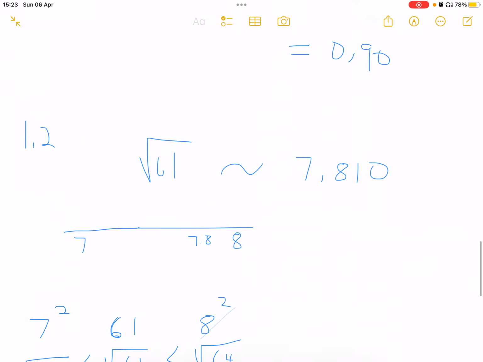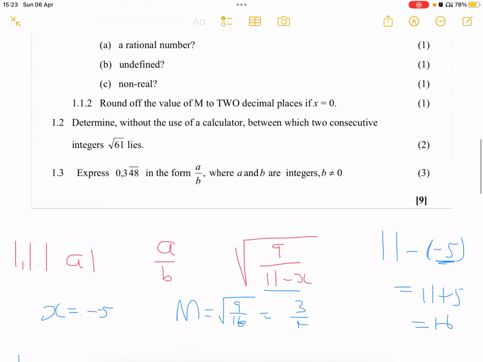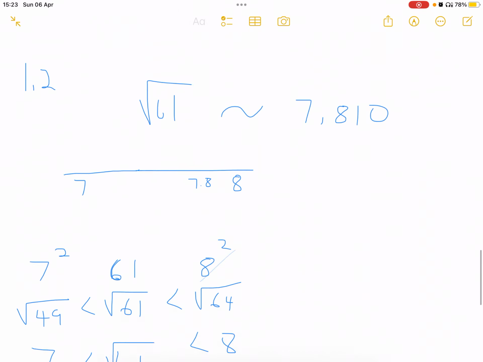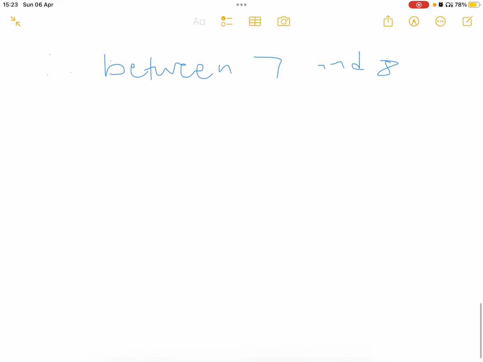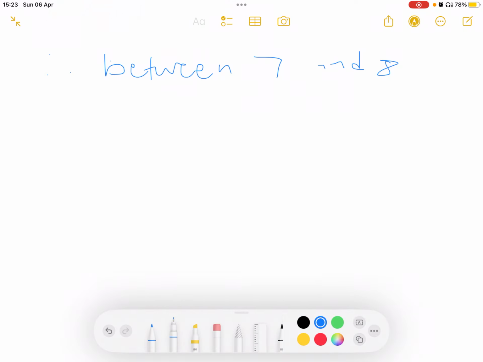The last question in algebra says that you must express 0.348, with a line over the 48, in the form a over b, where a is an integer. Basically, they want you to make it a rational number. And here's how we start in 1.3.